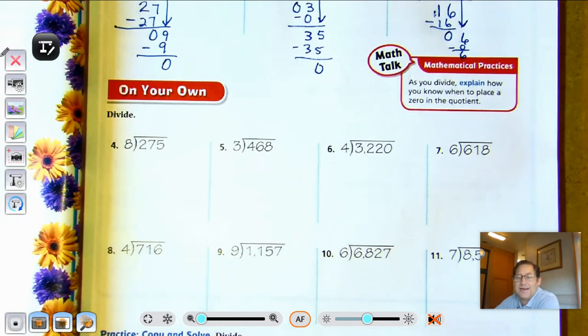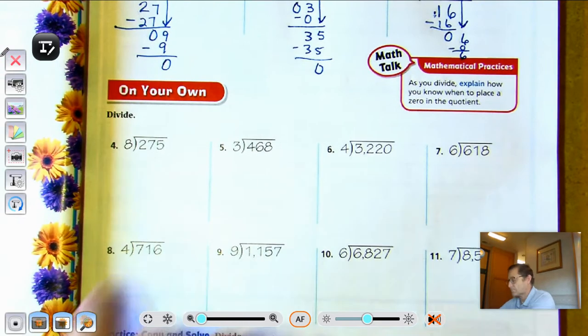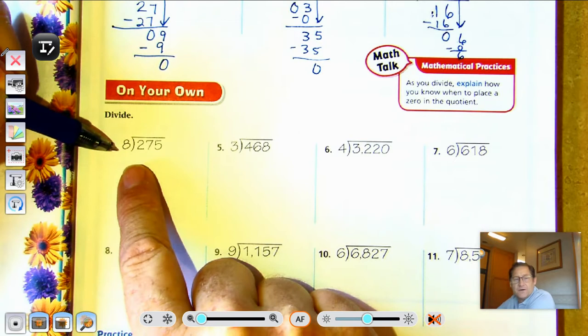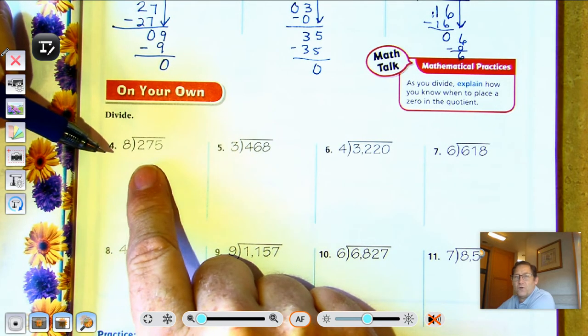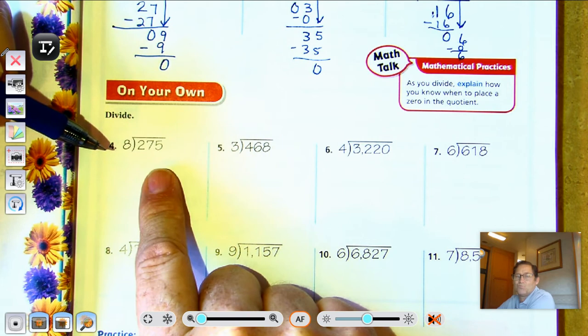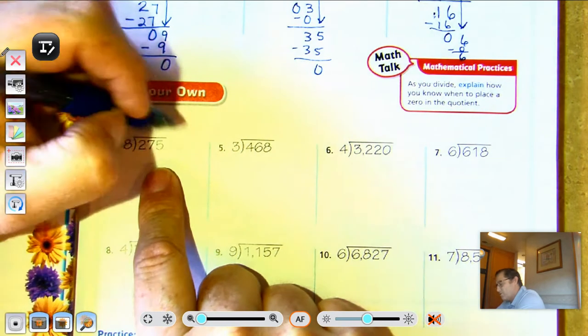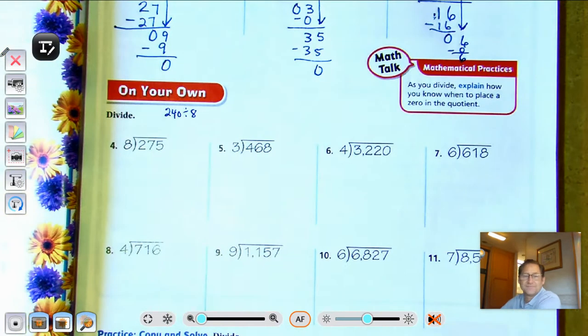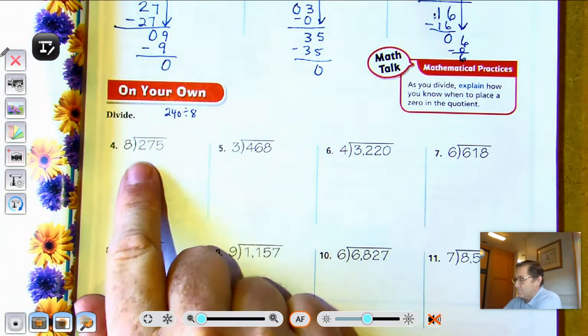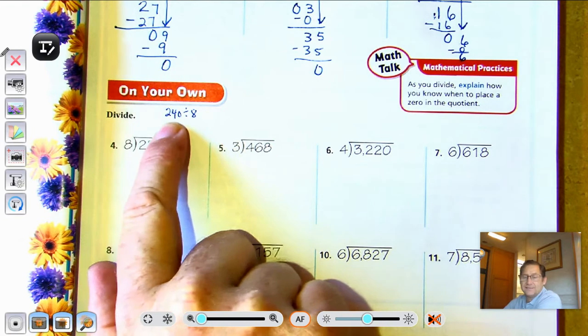275 divided by 8. All right, so again, let's look at our multiples of 8. 8, 16, 24, 32. I'm going to use 240 as my estimate. Again, I'm finding a multiple of 8.